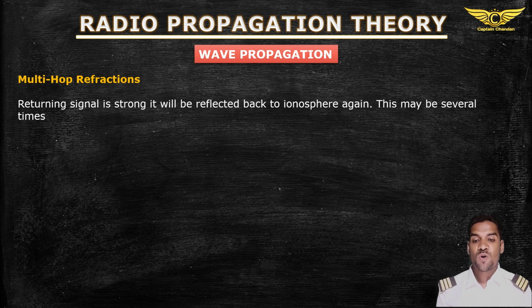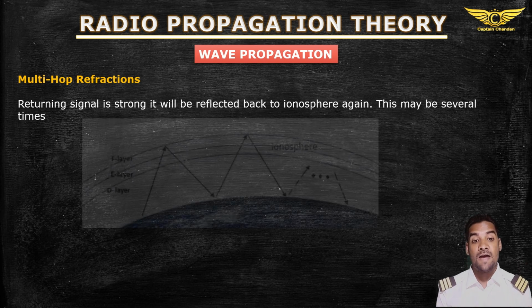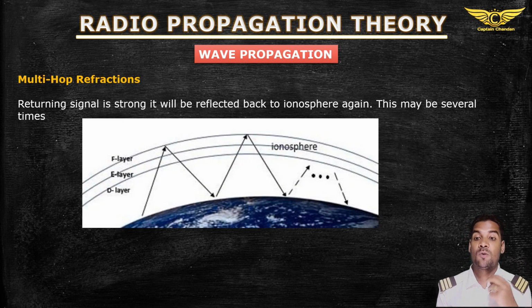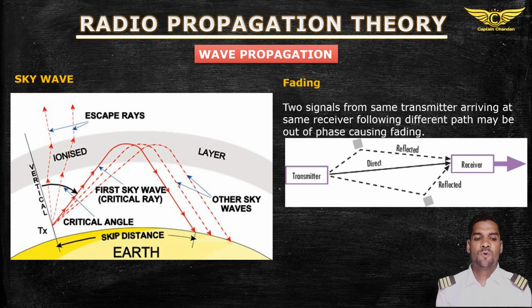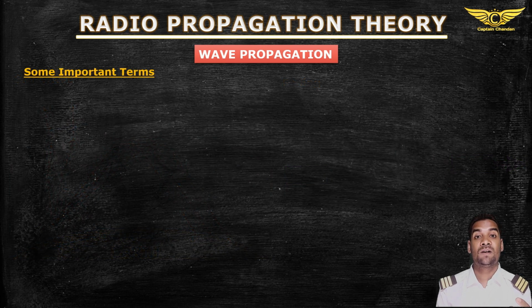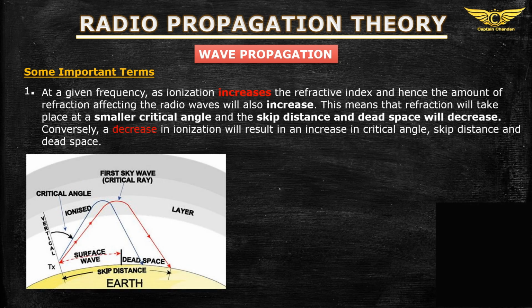Returning signal is so strong it will be reflected back to the ionosphere again from the earth. This may be several times. That is called multi-hop propagation or multi-hop refraction. Fading. Two signals from the same transmitter arrive at the same receiver following different paths and may be out of phase, causing fading. The best example for fading is the mobile phone. Sometimes the voice is not clear on the phone while talking because of fading, because two signals came at the same time.